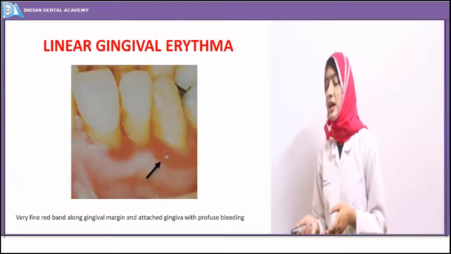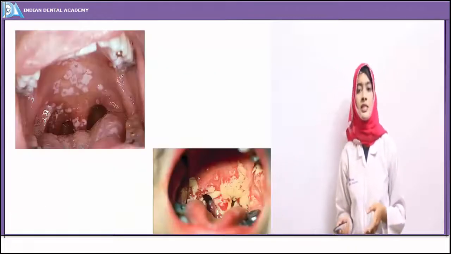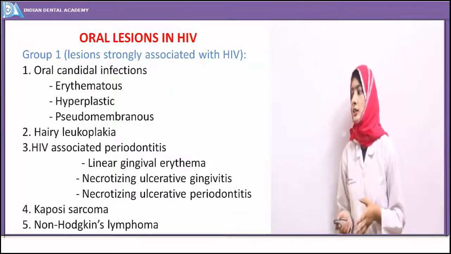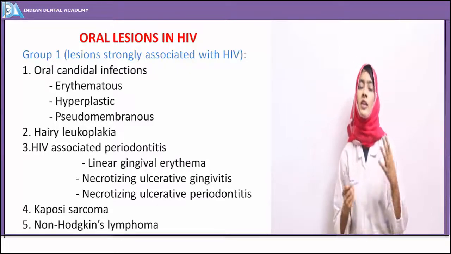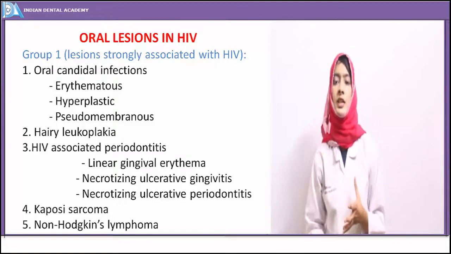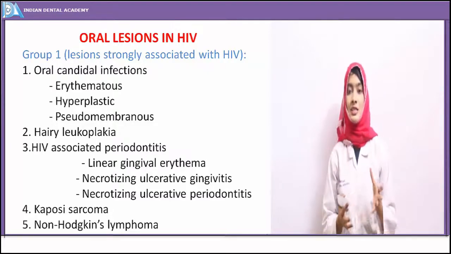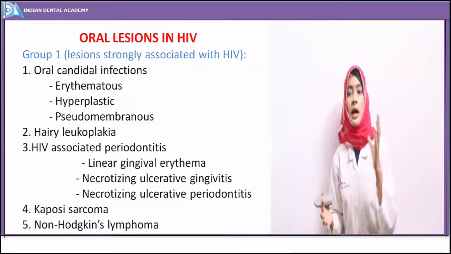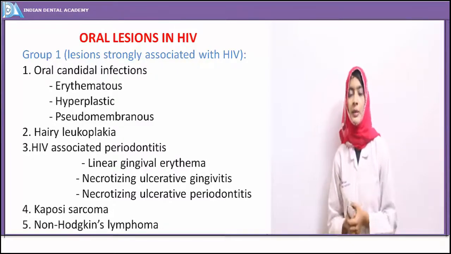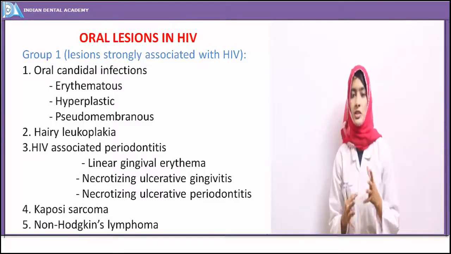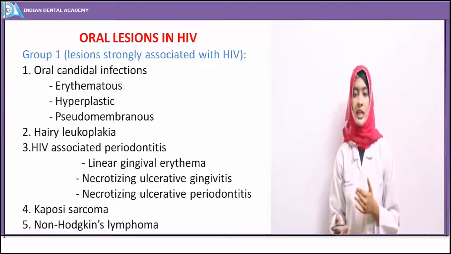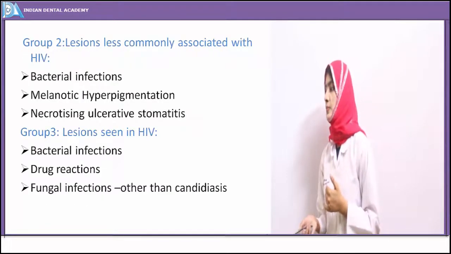And there are other forms of lesions which are associated with HIV infection, as we have already seen. That is the hairy leukoplakia and the non-Hodgkin's lymphoma. The non-Hodgkin's lymphoma is actually a B-cell lymphoma. It has the same presentation as seen in the normal individual, but the occurrence of such a debilitating disease, you have to just differentially diagnose that, rule out the occurrence of HIV in such individuals.